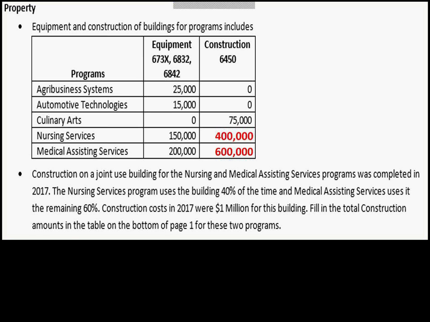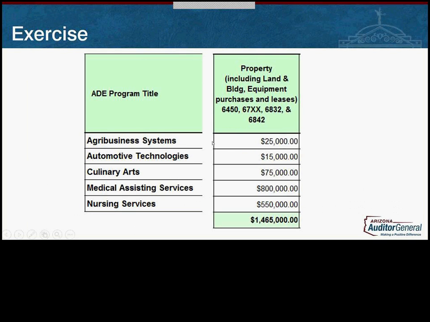So you will need to have both of these columns added together to get your total cost report on the green form. Let's look at that and how that looks. So then you see you have your equipment for your other programs, as well as your building costs added into your equipment costs for medical assisting and nursing services.